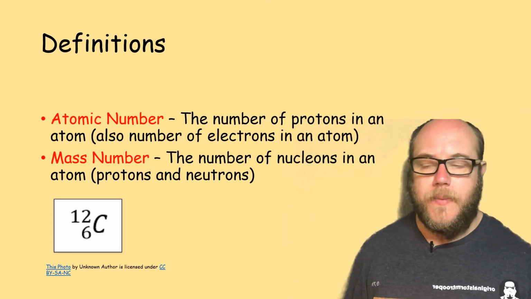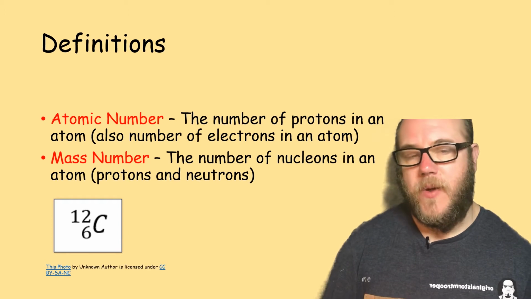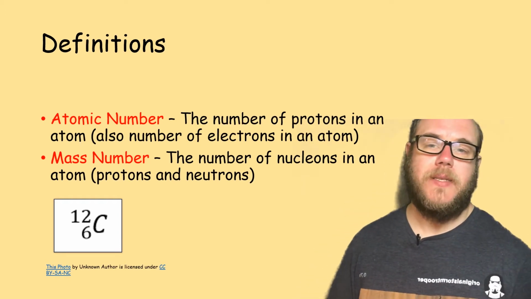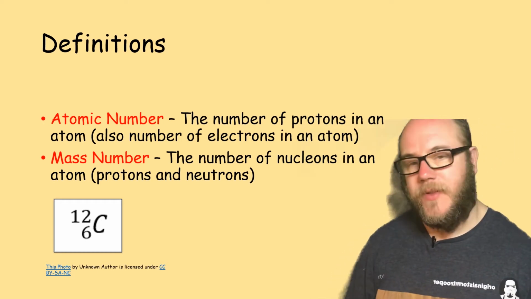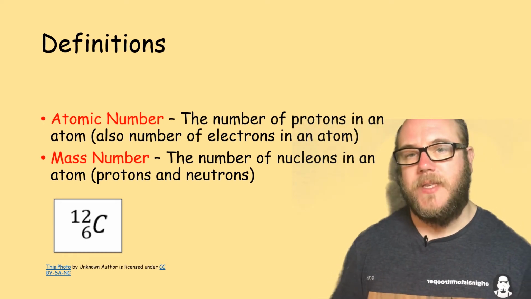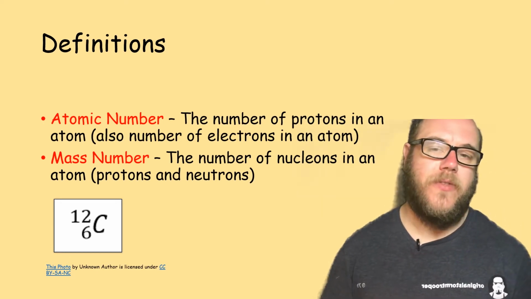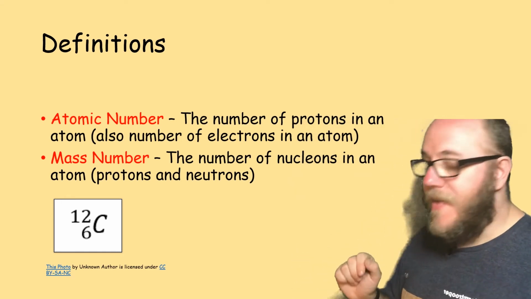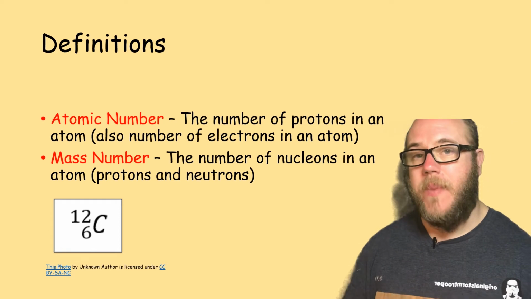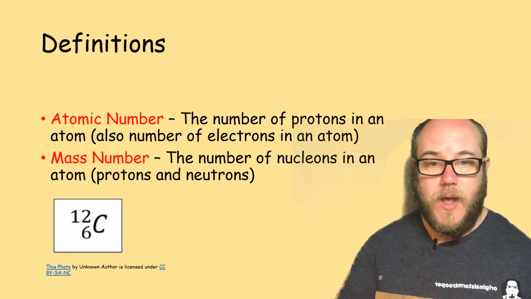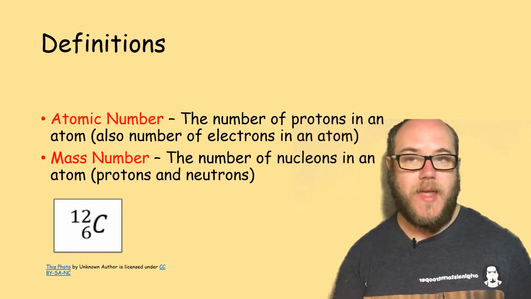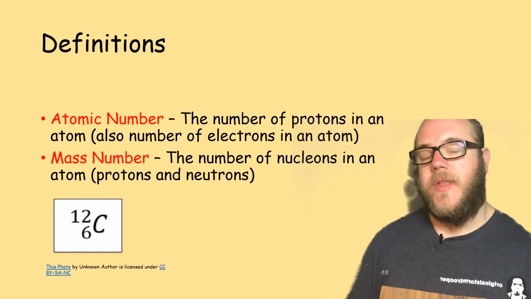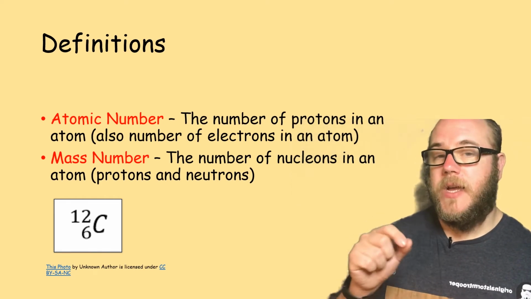Shock, horror. And you'll see this on the periodic table. You'll see a big number, that's the mass number. A small number, that's the atomic number. The atomic number tells you how many protons there are in that atom. You'll see that the way it's represented is the same as on the periodic table. There's the chemical symbol, C, that's carbon. Then you have a small number, 6, and then you have the mass number, the bigger number, 12.